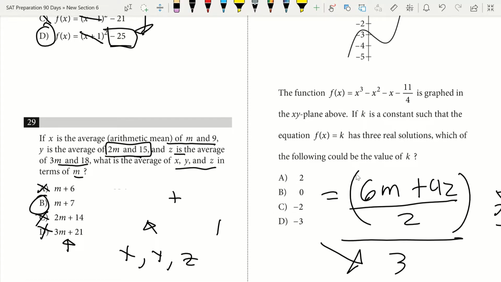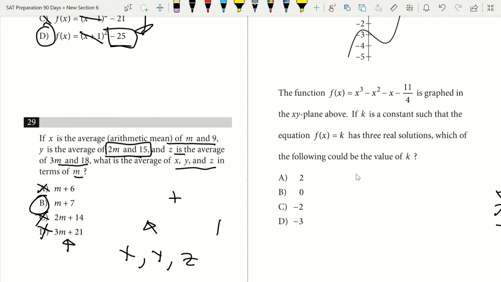Okay, I'm going to erase this just so that we can see that problem on the right for number 30. And then let's get into 30.